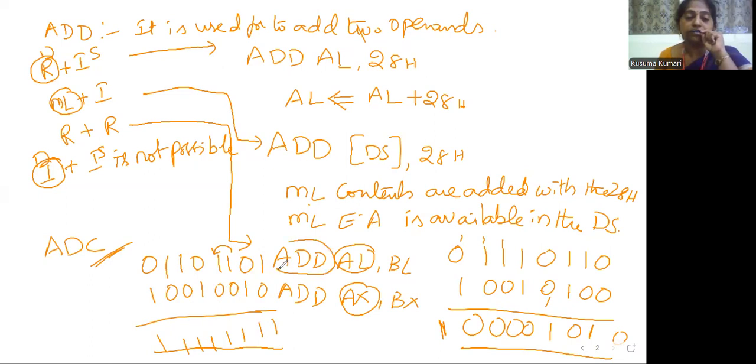So we use the ADD instruction. But where a carry is generated from one position to another position, then the ADC instruction has to be used. Similarly, subtractions also.